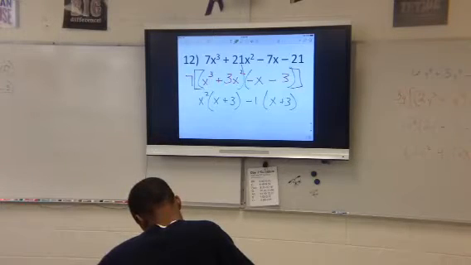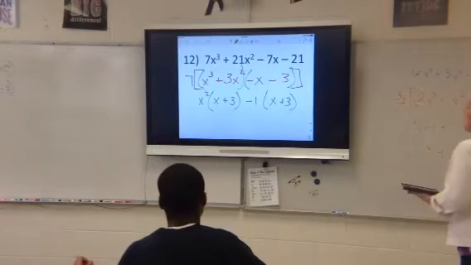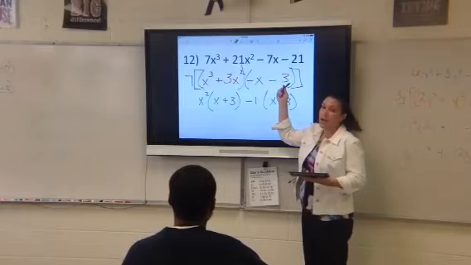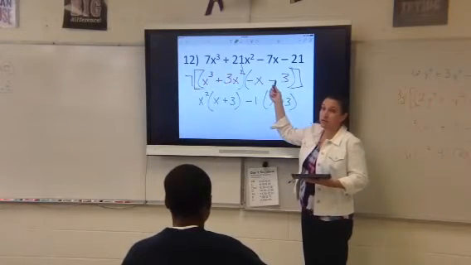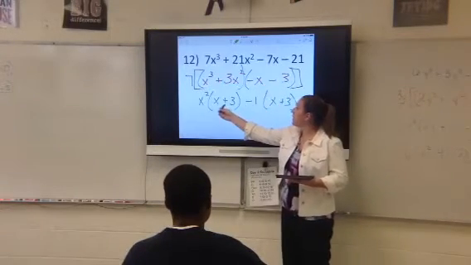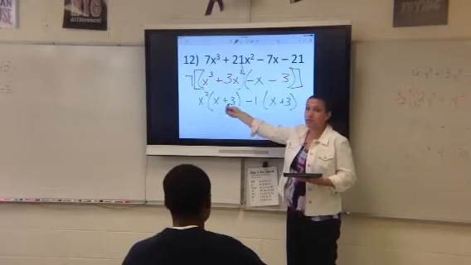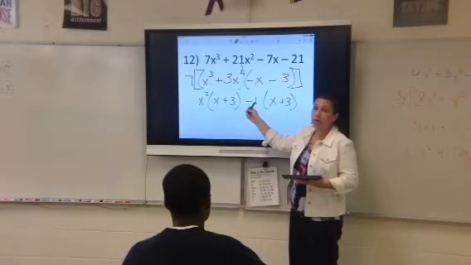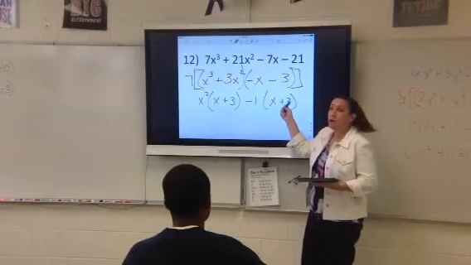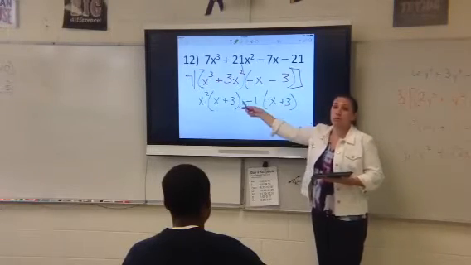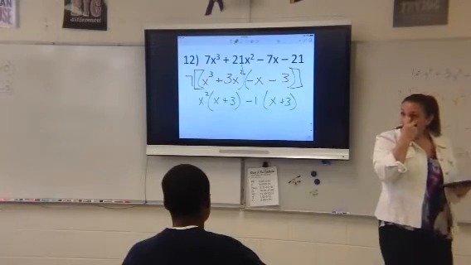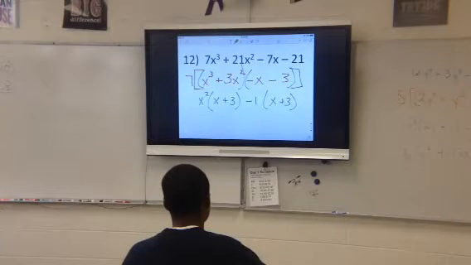Wait, can you explain the -1 thing? Well, x and 3 have nothing in common, but they both have negatives. So to switch it so that my insides will both match, I gotta pull the -1 out. So when I pull a negative out, it flips these to positives, and now my insides will match up. Okay? Anybody else? Okay, so then what's the next step?